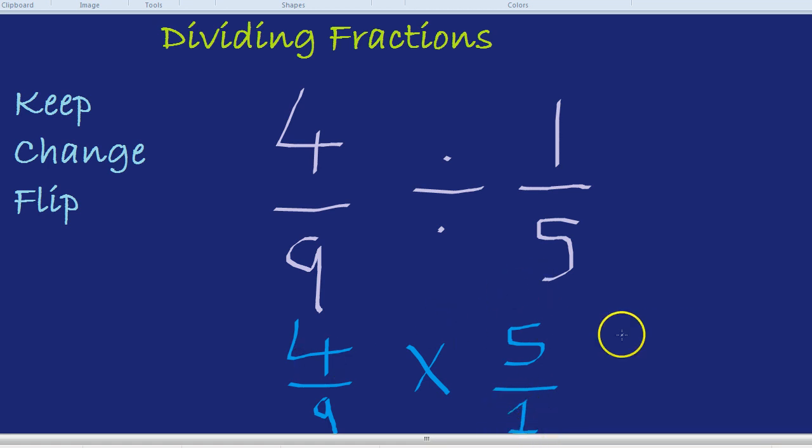Timesing the top lines, because now we have a multiplying fraction, which is a bit easier. We just need to times the top line times the bottom line. 4 times 5 is 20, and 9 times 1 is 9.